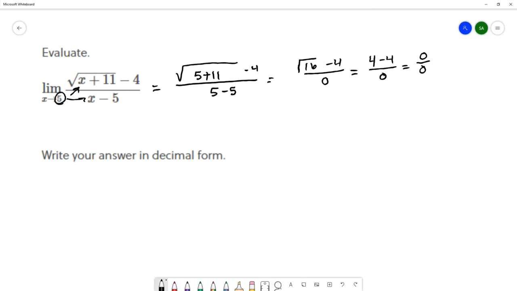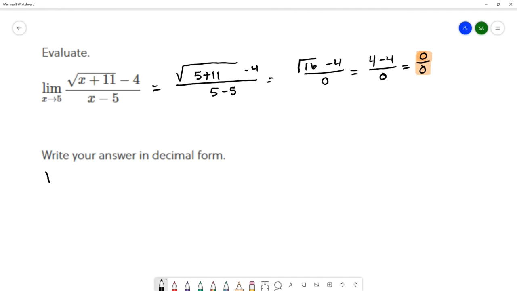So direct substitution didn't work to give us the answer here, but it has given us some information. When we get this 0 over 0, that's called an indeterminate form, meaning that the answer could be multiple different things based on whatever expression was given. So when we get that 0 over 0, that means that we have a common factor that we can cancel out. So if we use some algebra techniques, we'll be able to rewrite this expression, cancel that common factor out, and then hopefully use direct substitution to get the answer.